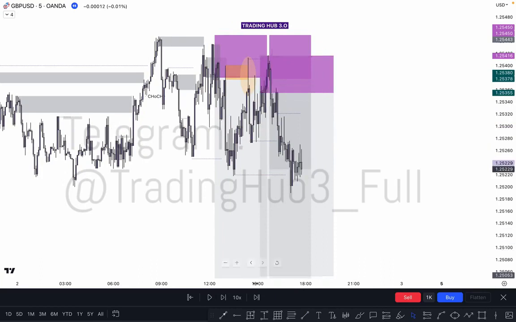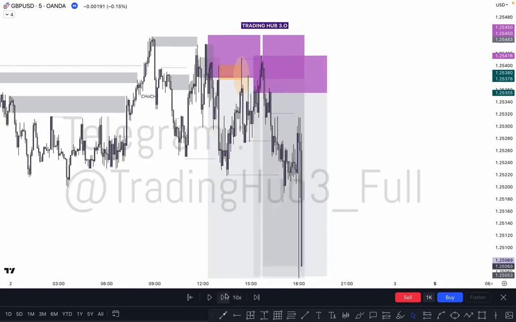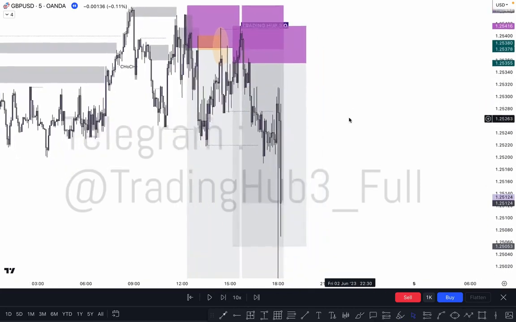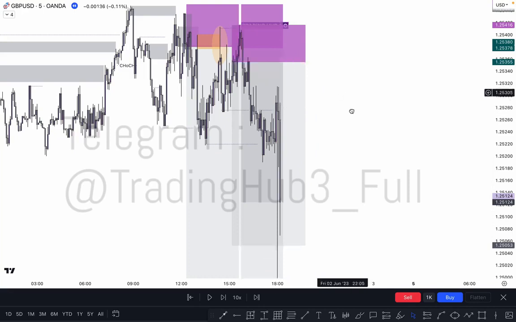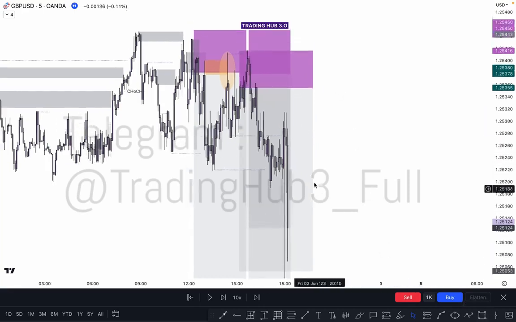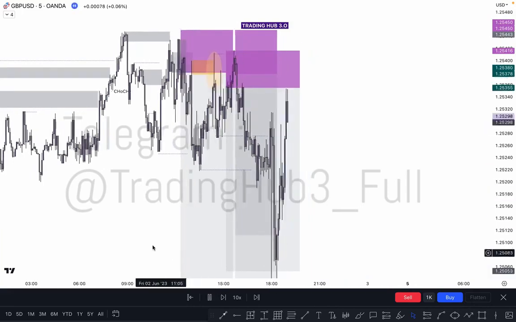Main lows are broken, now you can sell after taking out the inducement. All right, the market has taken out this inducement here, okay? Now you can sell above it, based on a single candle order block. But right now there is no single candle order block created here, the market just grabbed liquidity. So I don't want to enter here at this point, right?